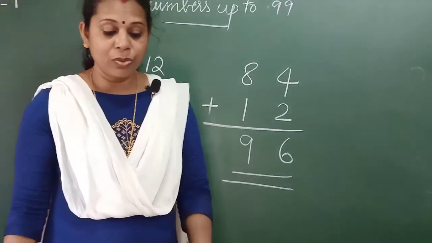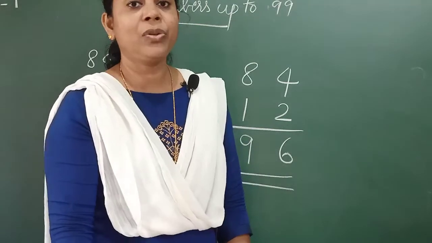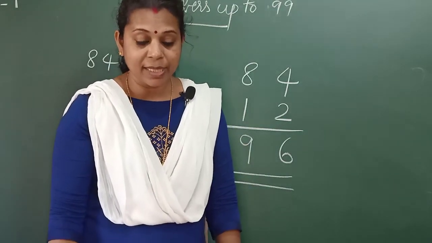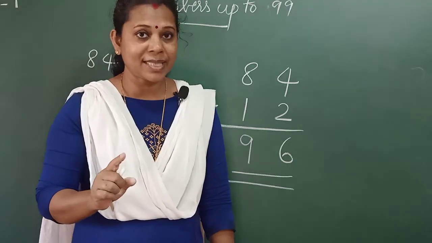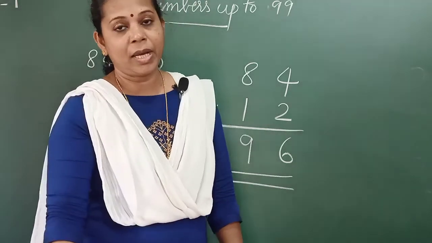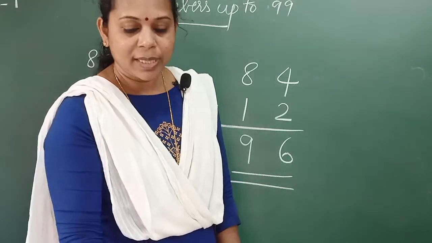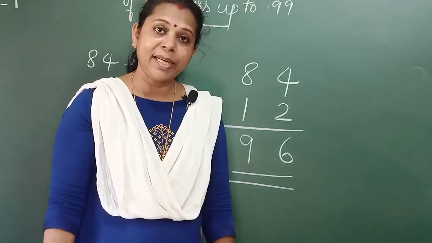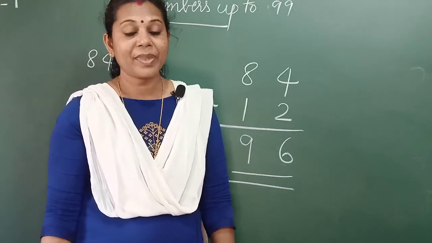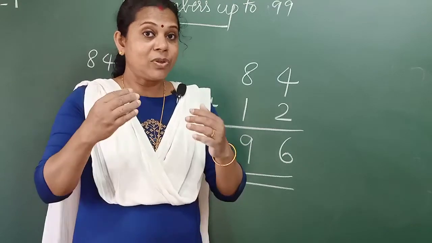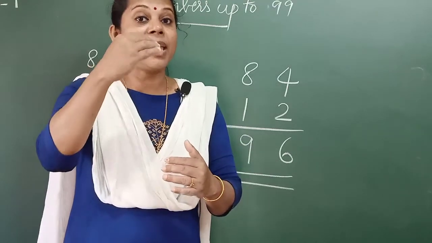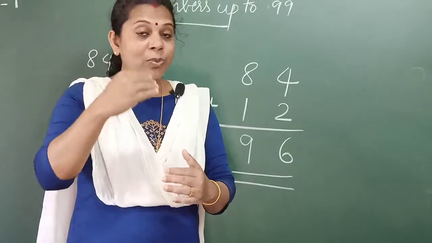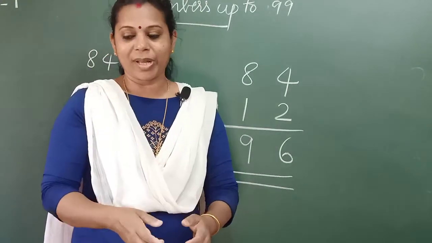Please do the following problems in your textbook itself. It is page number 92, exercise 3.1. Okay, now let us move to the next section. Again, addition of numbers, but here instead of 2 numbers, we are given 3 numbers. Now, 3 numbers are added.